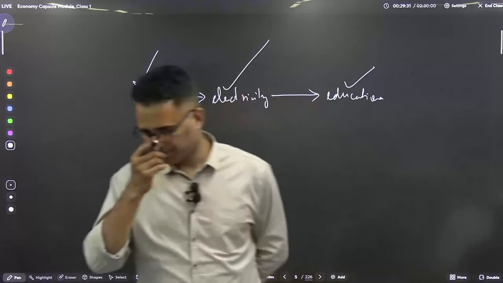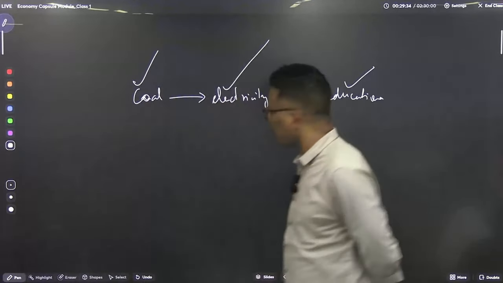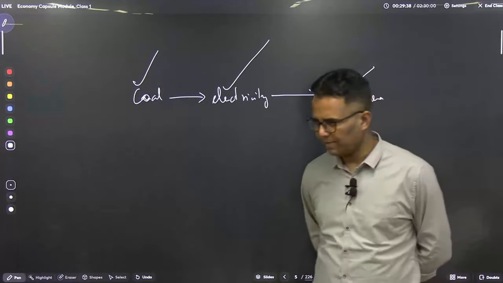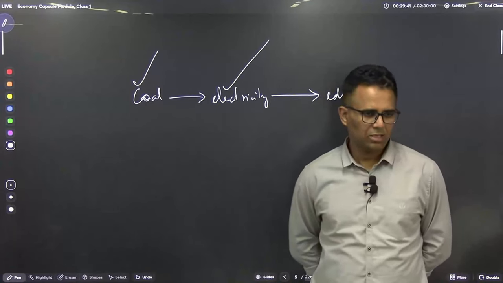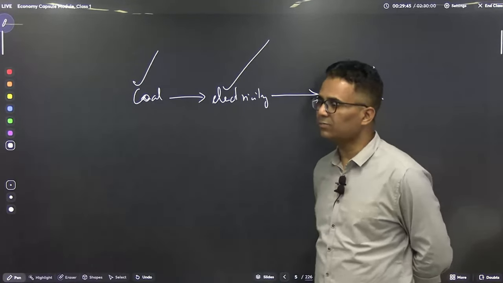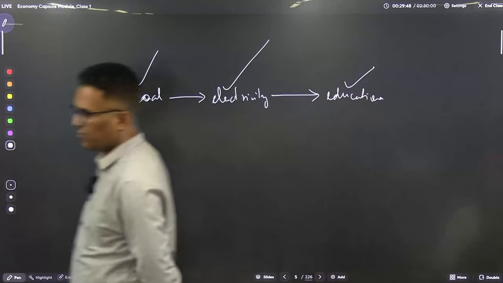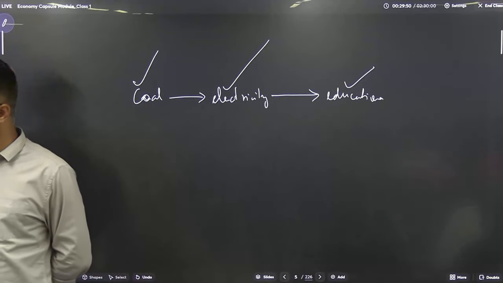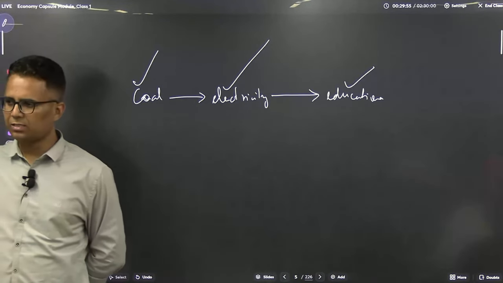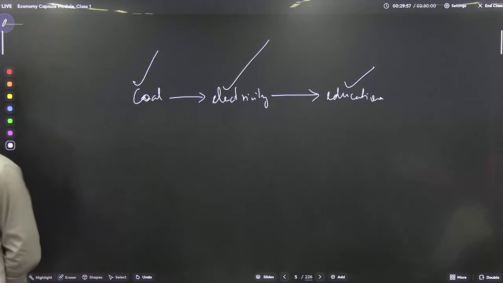See, okay, let me tell you how to judge whether a particular good is intermediate or final. The best way to judge is the last transacted product in the market. When I am purchasing electricity at my home, and with that electricity, let's assume that I am teaching my children, I purchase electricity and I produce educational services, but that is for my self-consumption. I'm not selling it in the market.